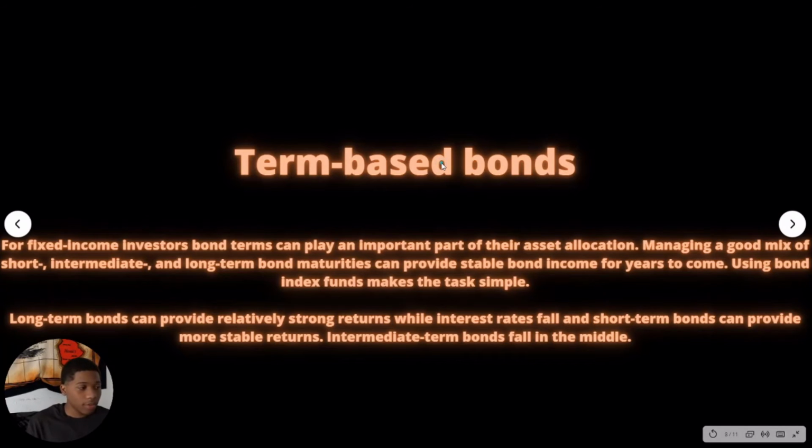Term-based bonds. For fixed income investors, bond terms can play an important part of their asset allocation. Managing a good mix of short-term, intermediate, and long-term bond maturities can provide stable bond income for years to come. Using bond index funds makes the task simple. So long-term bonds can provide relatively strong returns while interest rates fall, and short-term bonds can provide more stable returns. Intermediate term bonds fall in the middle.